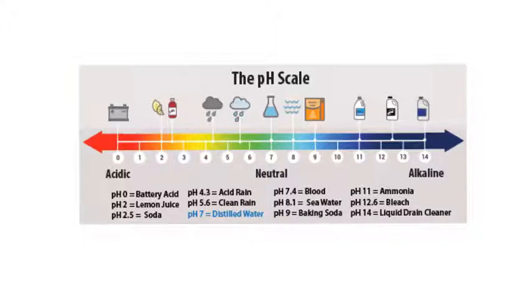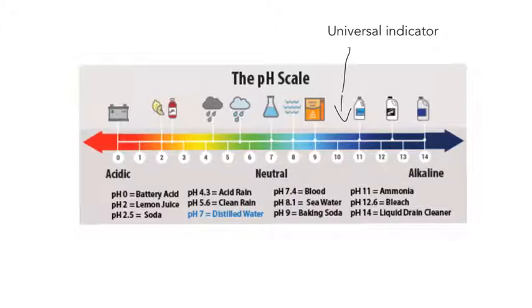The reason we have these different colors is because this scale is showing something called universal indicator. Universal indicator is not just one chemical, but multiple chemicals in solution that change to different colors depending on the pH value that you have. So it's extremely useful when you're trying to identify the pH value of an unknown solution.